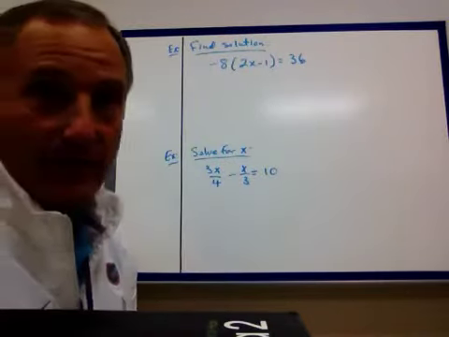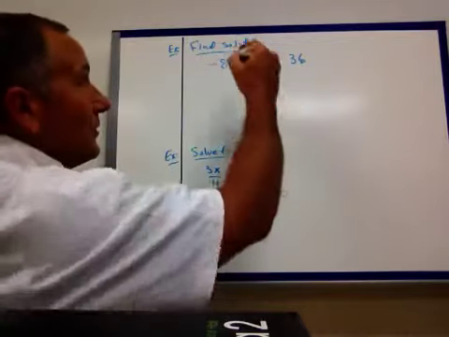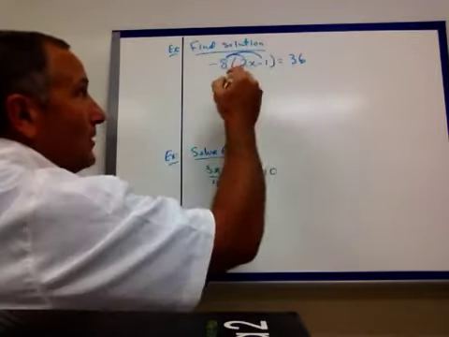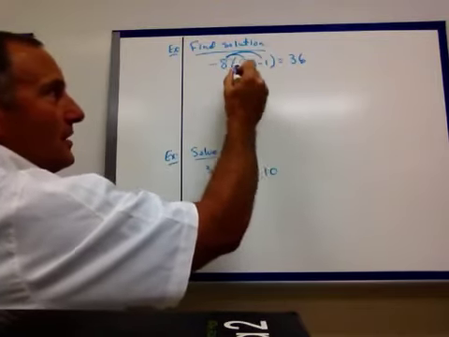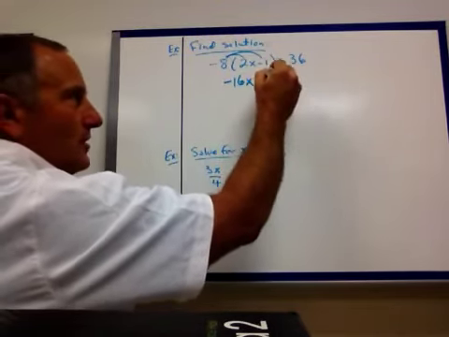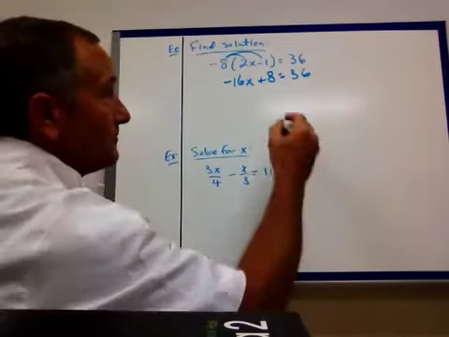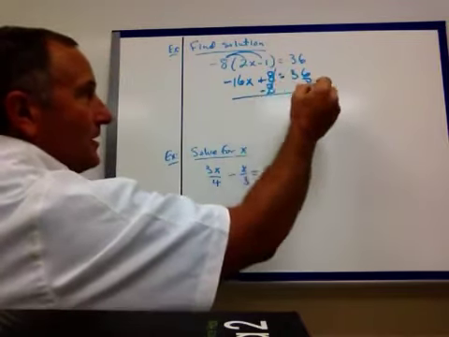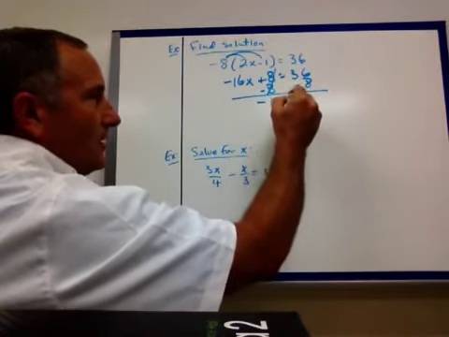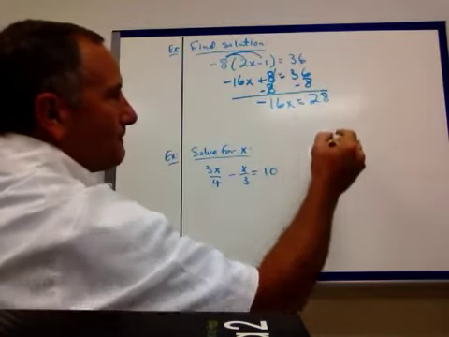Find the solution here. Find x. You'll notice we have a little distributive property to do first. So we're going to do that. Negative 8 times a positive 2 is negative 16x. Negative 8 times a negative 1 is plus 8. Now it should look familiar. It's just like what we've been doing. Subtract the 8 from both sides. Opposite operations. Cancels out. Negative 16x equals, what do we got here, 28.